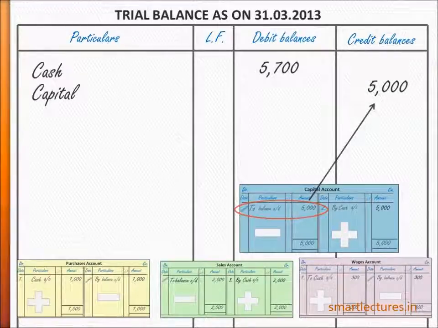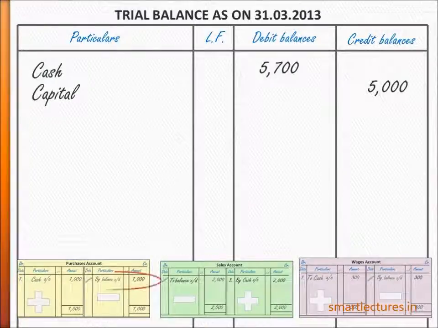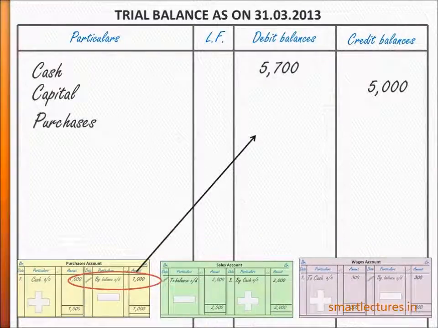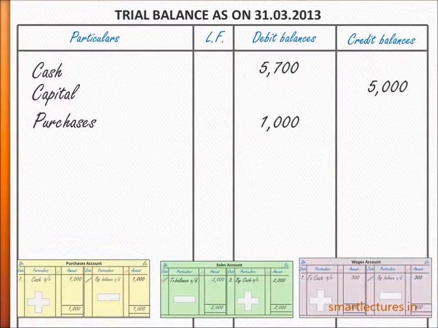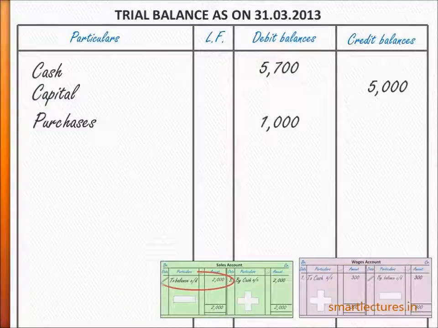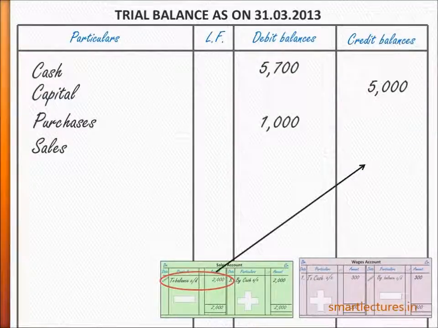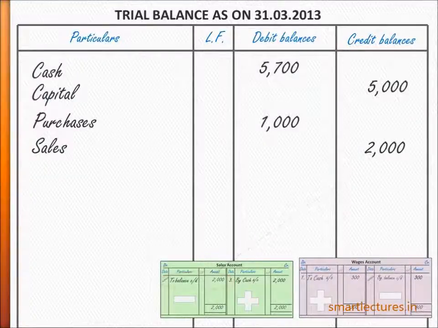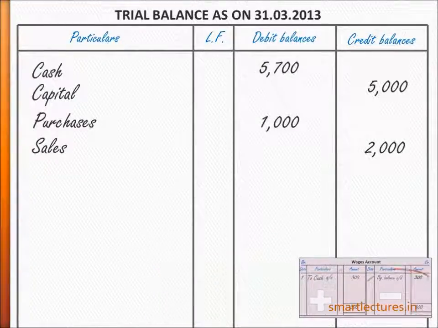Now purchases account, "By balance c/d" rupees 1,000. So from the credit side, move to the debit side. Purchases rupees 1,000. Now sales account. The closing balance on the debit side is rupees 2,000. Move to the credit side of the trial balance. Sales rupees 2,000. Now wages. "By balance c/d" 300 rupees, meaning on the credit side. Now come to the debit side of the trial balance. Wages 300.